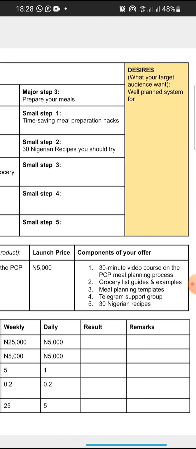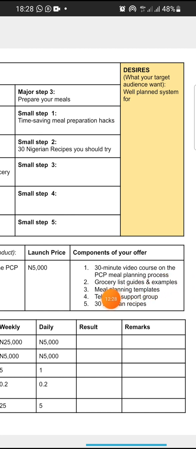Then you have to indicate the launch price. When you are starting out, you can start with something slow or low, and then later on you can increase the price when you start getting testimonials and people have actually used your product to get good results. Then you can start increasing the value, improve your product, and increase the price.